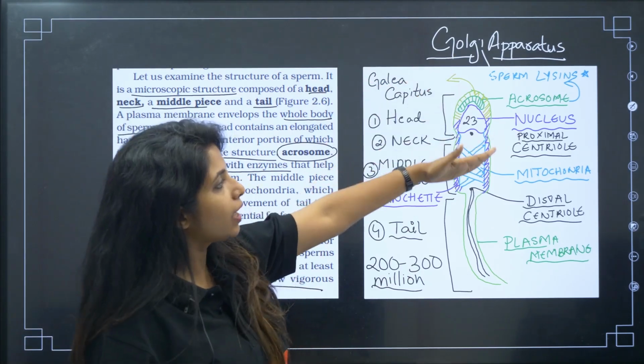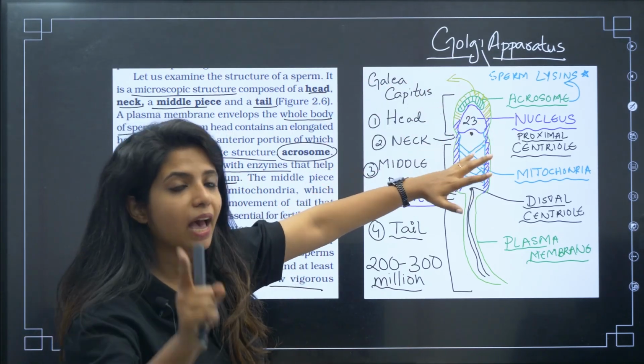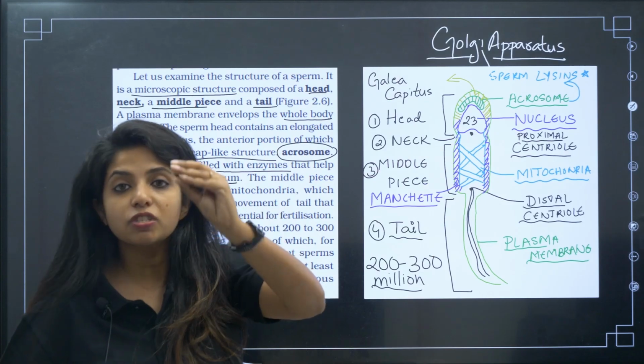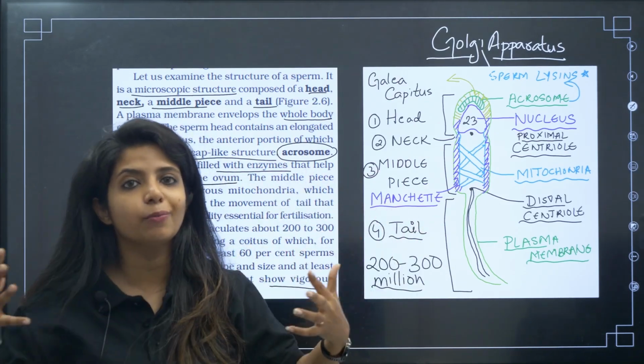Okay. Now below the acrosome we have the nucleus. What type of nucleus? Haploid nucleus. Below it we have the proximal centriole, which will be responsible for spindle fiber formation.